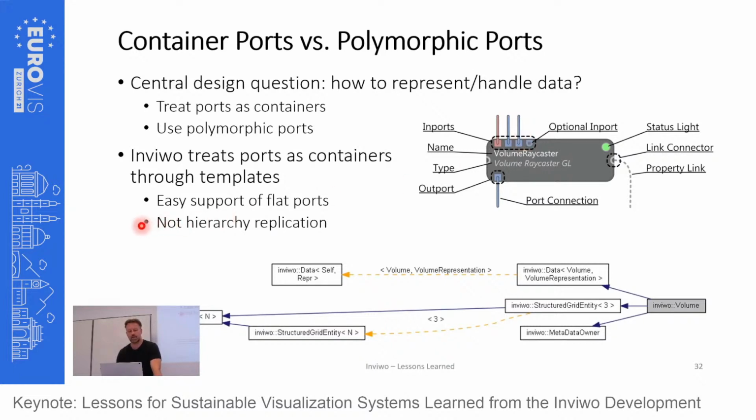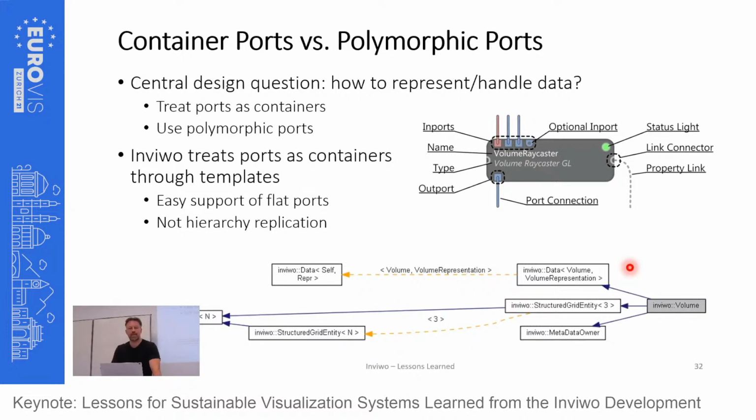Also, code is simplified because we do not replicate this hierarchy of our data structures. So here's just the Inviwo volume, you see what we have, and you can think of it as this is needed for meshes, for images, and so on. So in terms of simplicity of code and use, we went for container ports, but of course polymorphic ports also have some nice features.